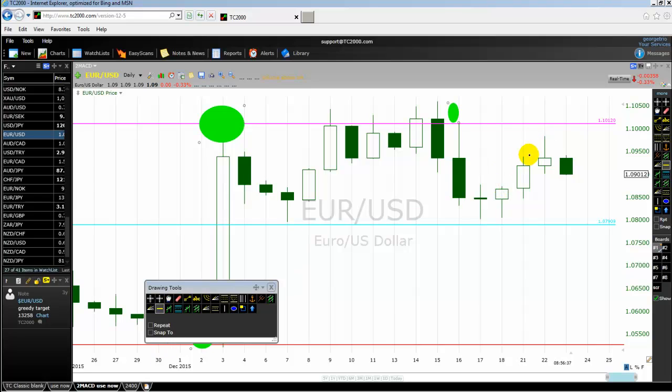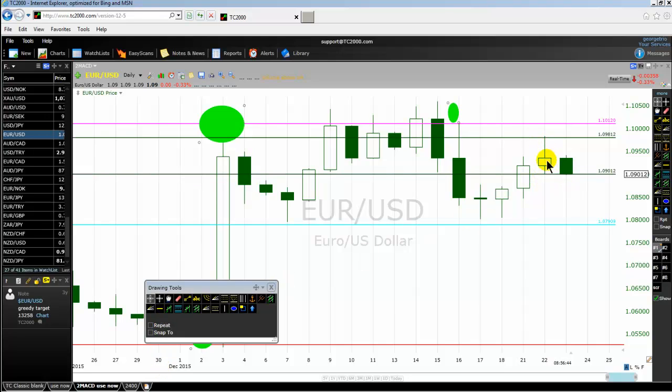candle. The range is what? From the high to the low. That's the range of this candle. We are talking about this candle and this one. Are you following me? This one, yesterday's candlestick bar for the euro.